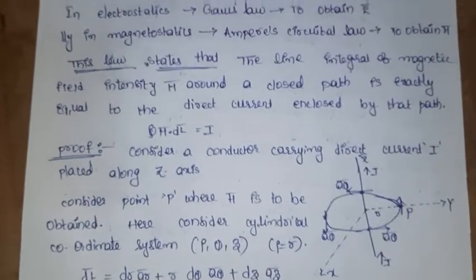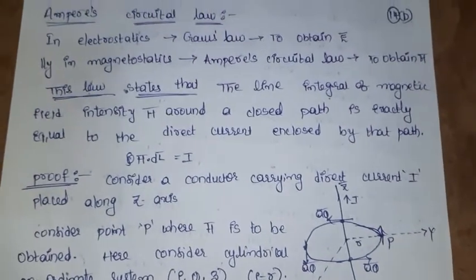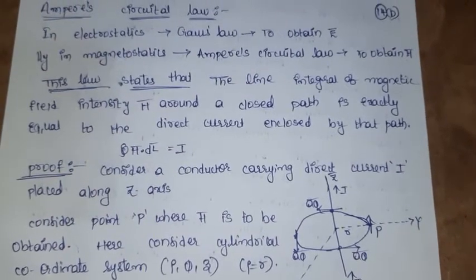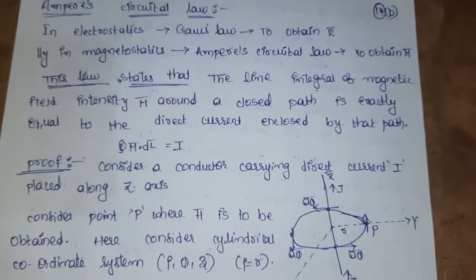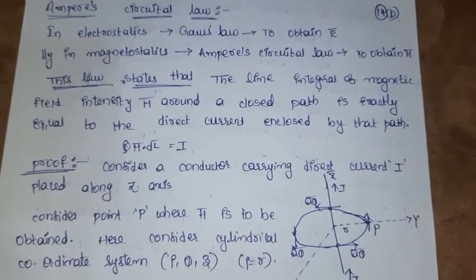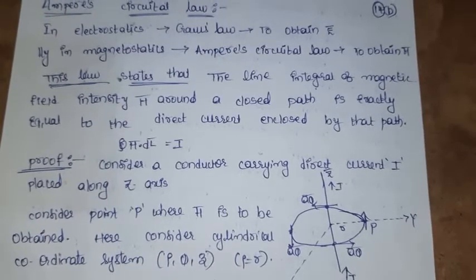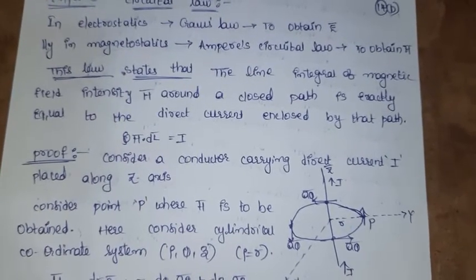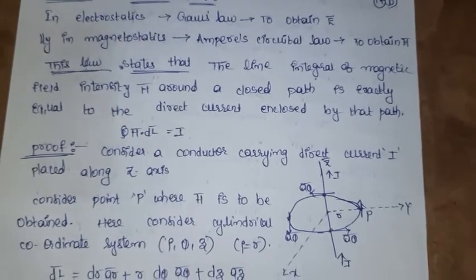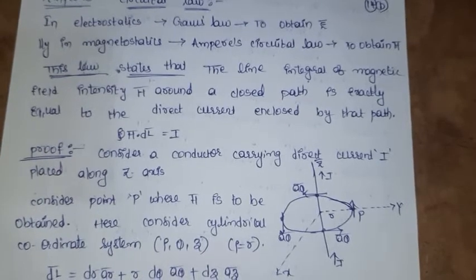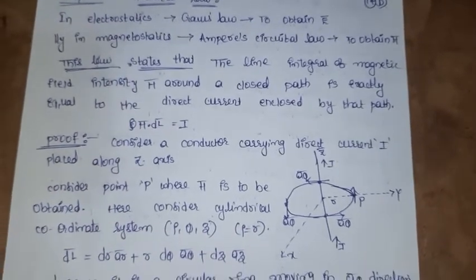So next we enter into the topic Ampere circuit law. In electrostatics we have Gauss law. Gauss law is used to obtain the electric field intensity in critical situations. Similarly, in magnetostatics we have Ampere circuit law. Ampere circuit law is used to obtain the magnetic field intensity in critical situations.